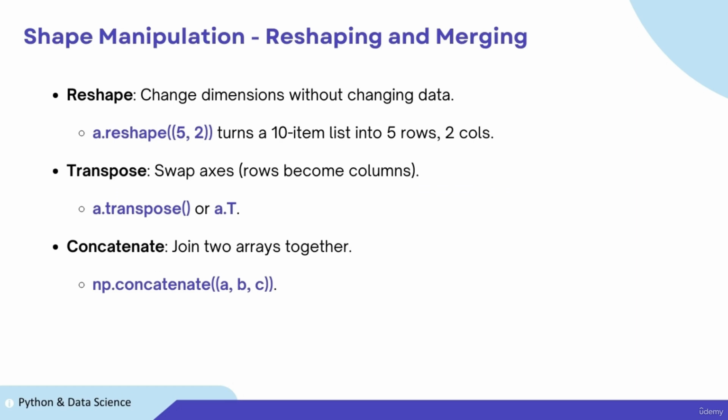Data rarely comes in the exact shape you need. We use .reshape to fix this. For example, a.reshape, open parentheses, 5, 2. This turns a flat list of 10 items into a matrix with 5 rows and 2 columns. We can also swap axes using .transpose or simply .T. And if we need to join two arrays together, we use np.concatenate.